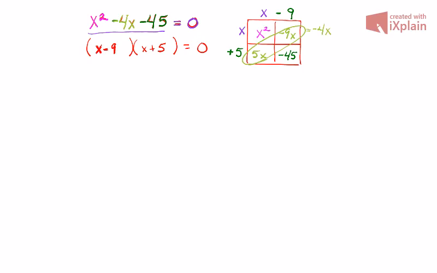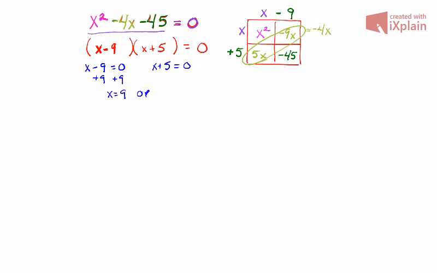Now we can say, if the quantity of x minus 9 times the quantity of x plus 5 is equal to 0, then either the quantity x minus 9 is 0, or the quantity x plus 5 is 0. This allows me to solve for x. So x could be equal to 9, or x could be equal to negative 5. So I do have two solutions here.